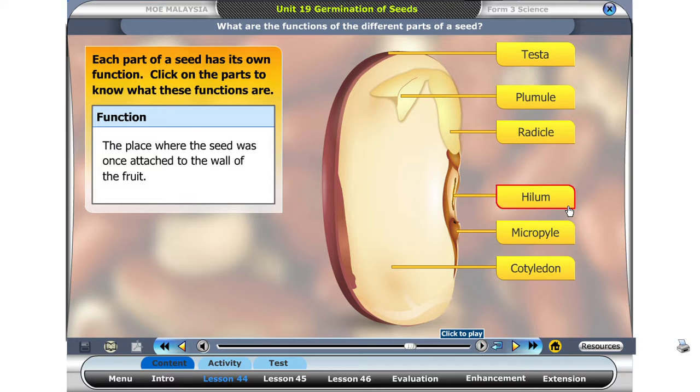The hilum is the place where the seed was once attached to the wall of the fruit. The micropyle allows air and water to enter the seed when the seed is ready to germinate. The cotyledon stores food. The food is used by the embryo when the seed germinates.